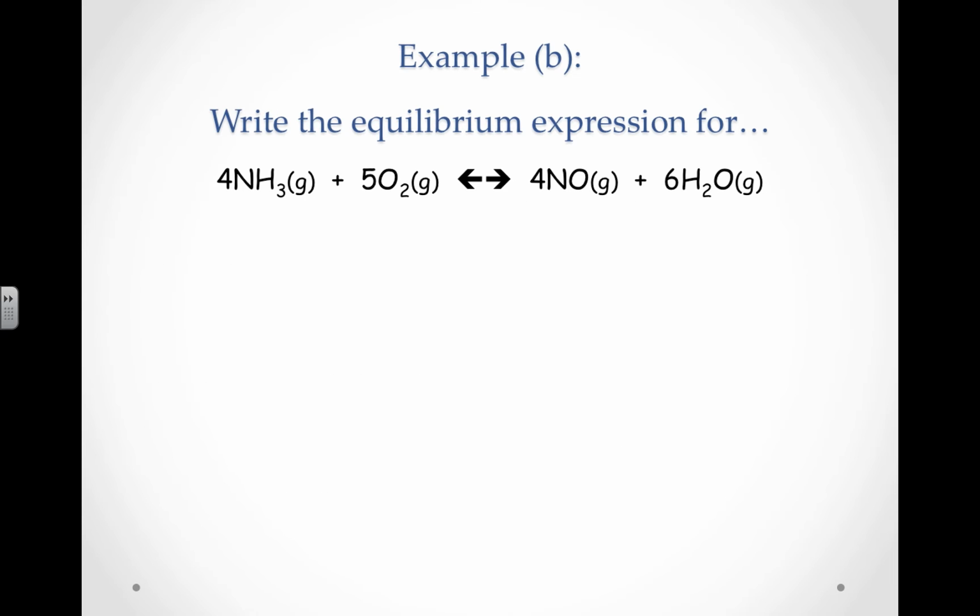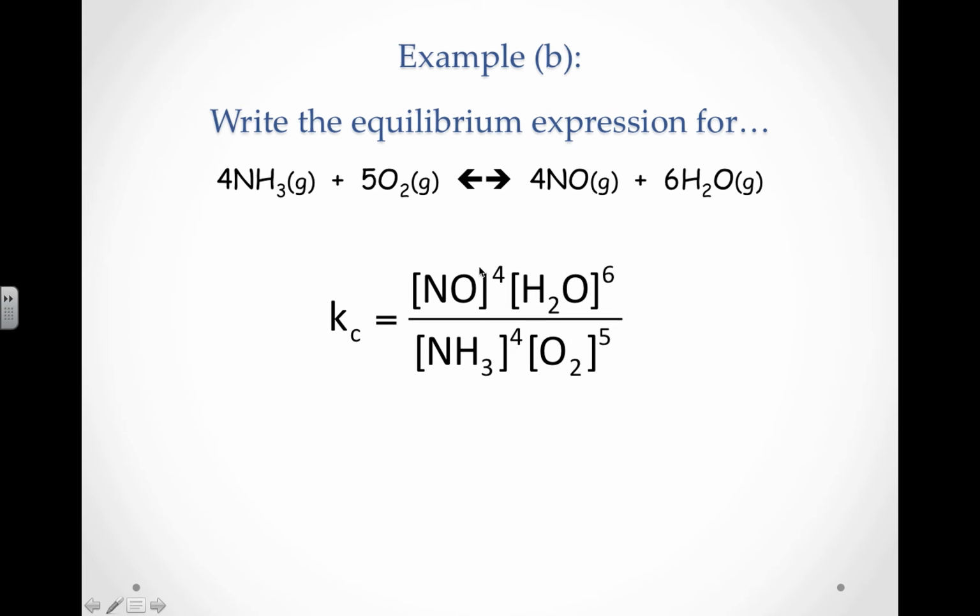Okay. So let's try this one. We have 4 ammonias and 5 oxygens yielding 4 nitrogen monoxides and 6 waters. So it's going to be products over reactants, and we're going to raise each one to its respective coefficient as an exponent. So NO to the 4th times the concentration of water to the 6th divided by ammonia to the 4th, oxygen to the 5th. Okay, so we can write these expressions.